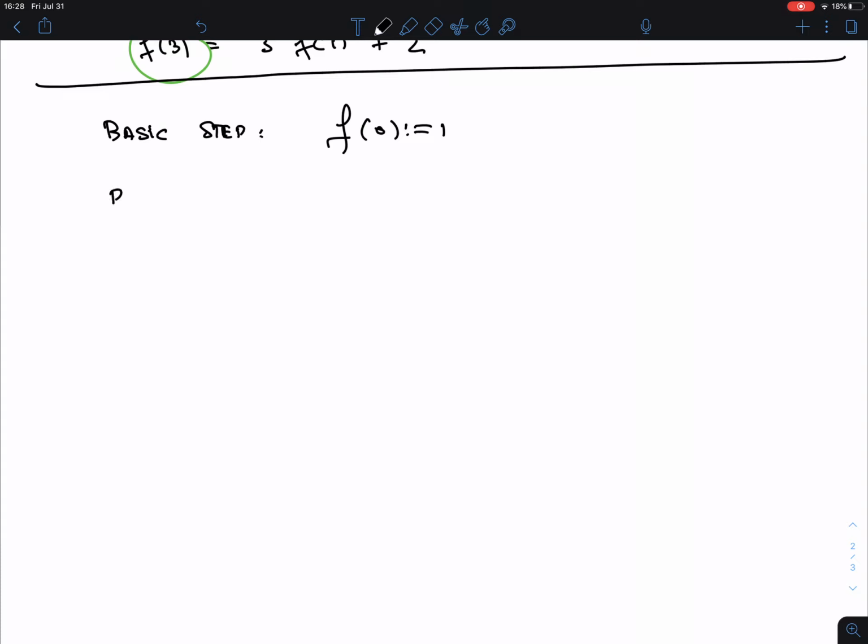And then the recursive step, but I want to keep my numbers small. The recursive step is f of n is 2 times f of n minus 1, the previous one, plus 1. And this, of course, for n's that are at least 1, because I cannot subtract 1 from 0, so I have to start from 1. But this is now well defined, right?